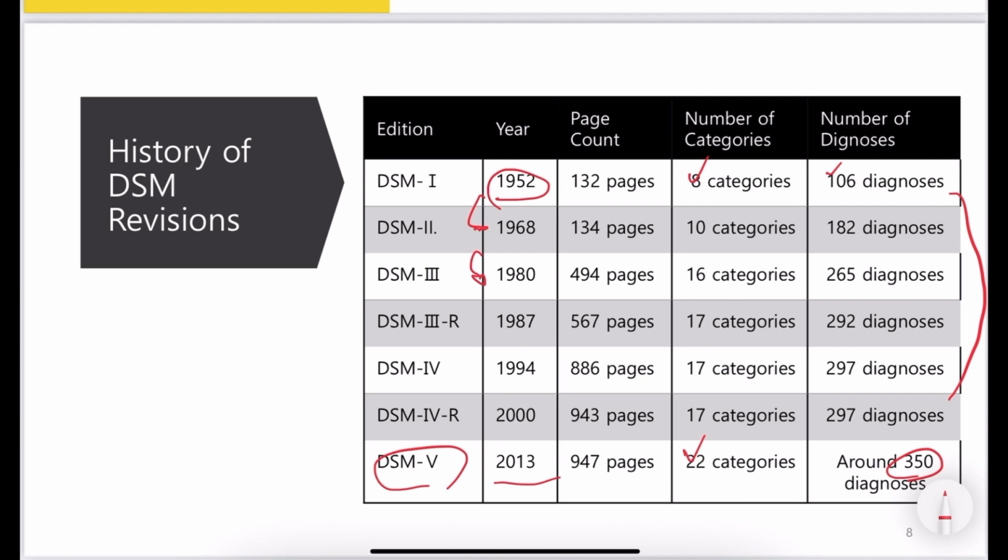Starting from the 5th edition, many changes were made. Earlier editions from DSM-2 to DSM-4 used a multiaxial system, but this was removed. Now the DSM includes both categorical and dimensional approaches.